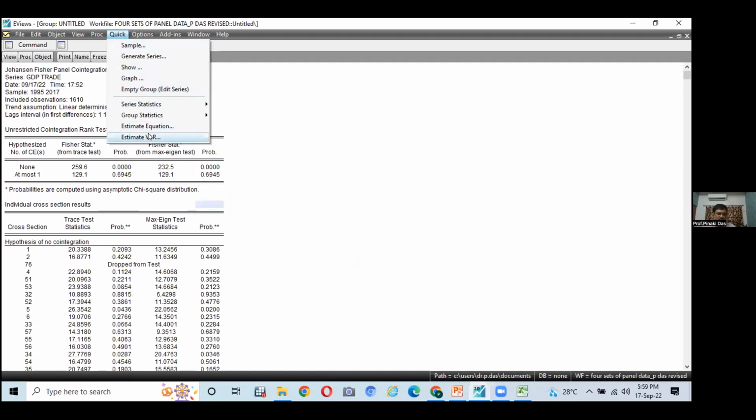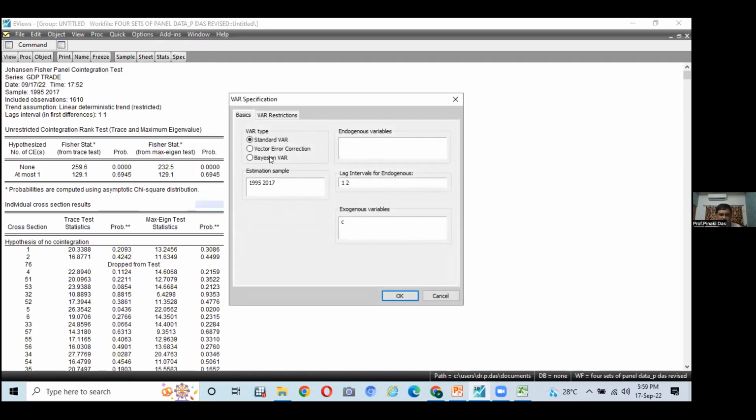Then we select estimated VAR. Under the estimated VAR, there is a vector error correction. If you are interested, when these two variables are not co-integrated with each other, then we can select the standard VAR and select the variables here to estimate the vector autoregressive model, another option.